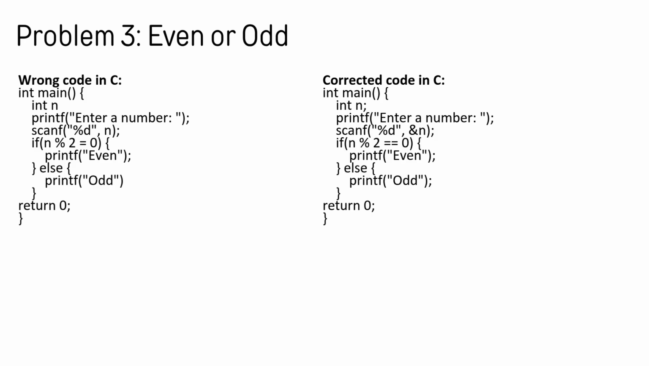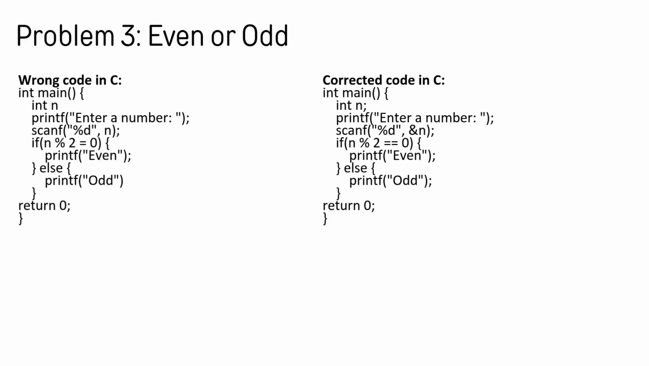Again, there is an if condition: if n modulus 2 equals 0, with only one equal sign. This is not the way to write it. When we check the condition, we need to use the logical operators. This one equal sign is actually an assignment operator, so it should be two equal signs.